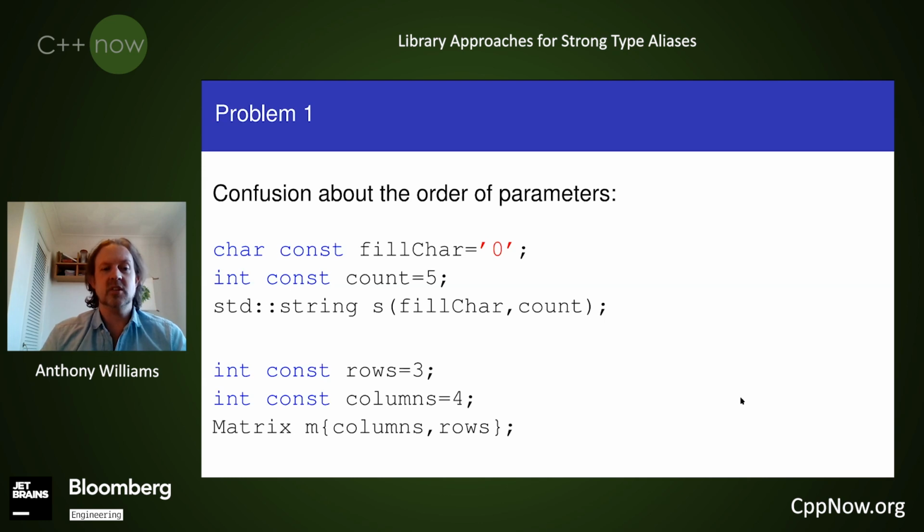Similarly, if you've got a matrix and you're constructing it with a number of rows and a number of columns, then if they're both integers, there's no way around it: the compiler is not going to care which way they go. Some libraries I've seen have the columns first and then the rows. Some have the rows and then the columns. And the compiler won't tell you if you get it wrong.